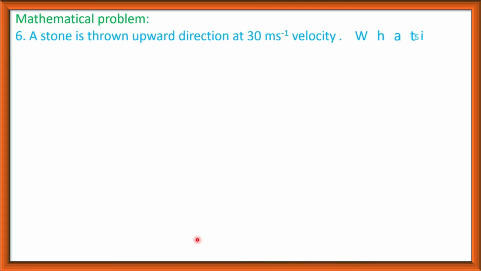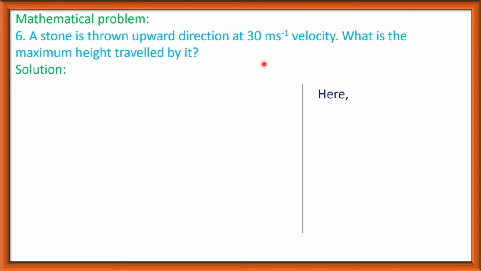A stone is thrown upward direction at 30 meter per second velocity. What is the maximum height traveled by it? We have to determine the maximum height traveled by this stone, and its initial velocity is equal to 30 meter per second. Acceleration due to gravity g is equal to 9.8 meter per second square. H max is equal to what? That means maximum height is equal to what?